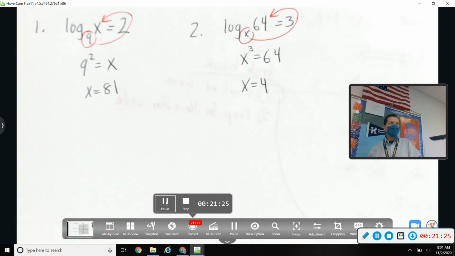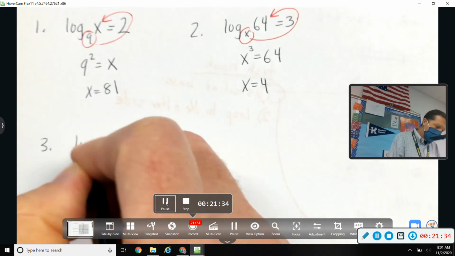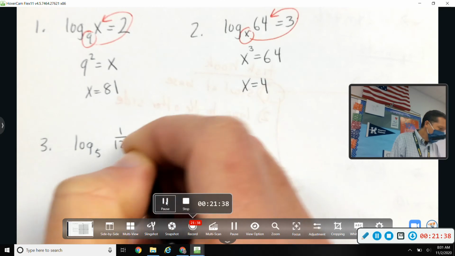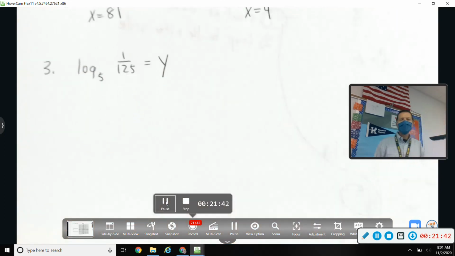Again, logs seem scary, but once you learn how to fishhook, you're not really dealing with logs anymore. You're dealing with exponents. Now, if exponents are scary, well then we've got some work to do. But we're hoping that exponents are at least somewhat comfortable for you. Why don't you try that one?